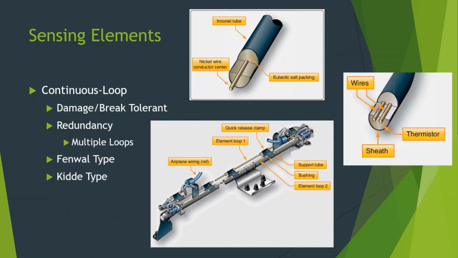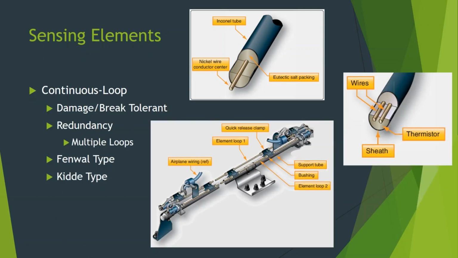Our various sensing elements. So this is the eutectic salt type shown here, continuous loop eutectic salt. Are these top two up here. Typically, when we have these installed in an area, there are two loops running parallel with each other. And that provides a couple things. So first off, damage and break tolerant. That's what I was talking about. A break anywhere in the middle, it can still sense at either end.